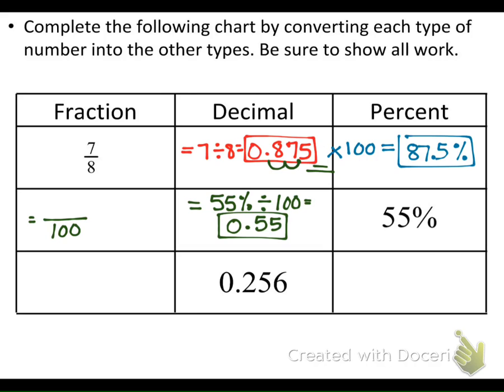I just didn't hear you. 55. Now, am I finished with this? No, because I have to simplify it. And if I don't have a calculator to simplify it, what do I automatically know that 55 and 100 are both divisible by? 5. What's 55 divided by 5? 11. And what's 100 divided by 5? 20.